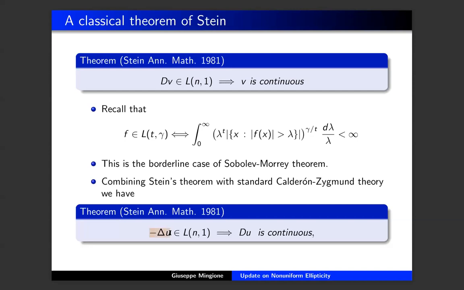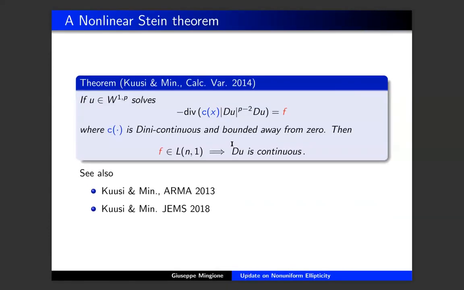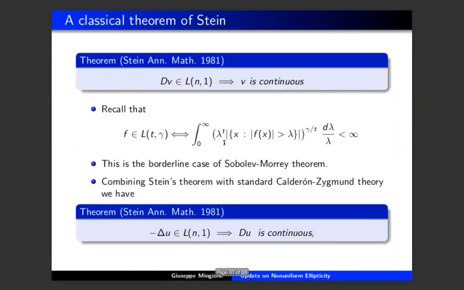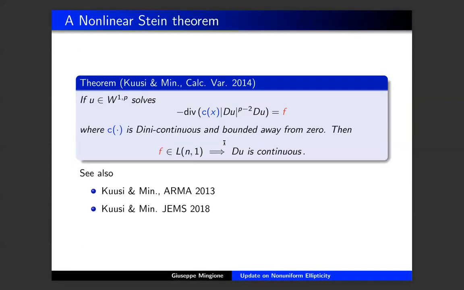So you consider minus Laplacian of u equal to something. What's the best space in order to guarantee that u is continuous? The right-hand side must be in this Lorentz space, which is defined by this decay on level sets. This is a sharp condition, a classical result of Stein, which is linked to Stein's theorem. That's, let's say, the borderline case of the Sobolev-Morrey embedding theorem. Okay, a few years ago, it happened that this result that was believed to be of linear nature was in fact found to be true for general nonlinear equations and systems.